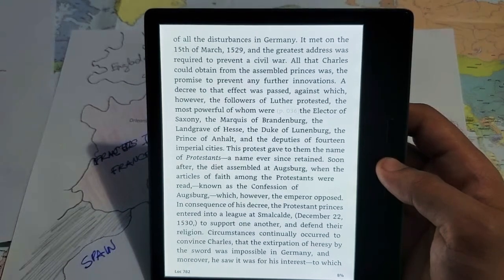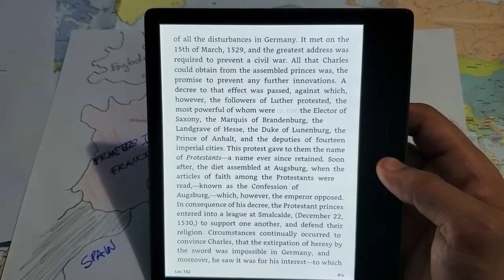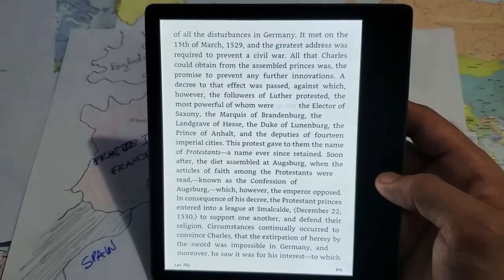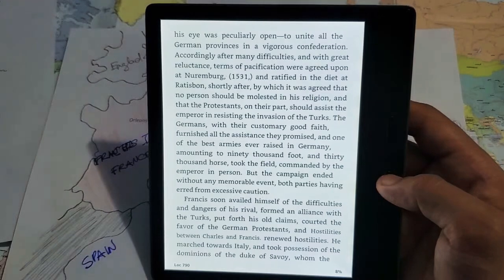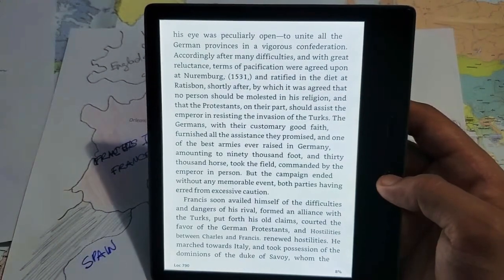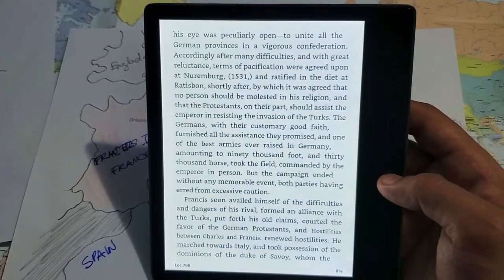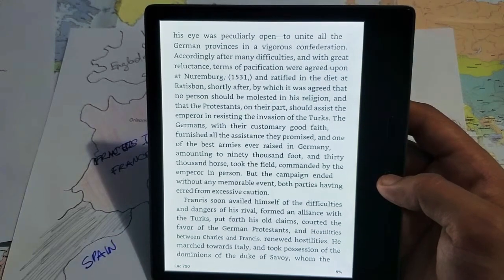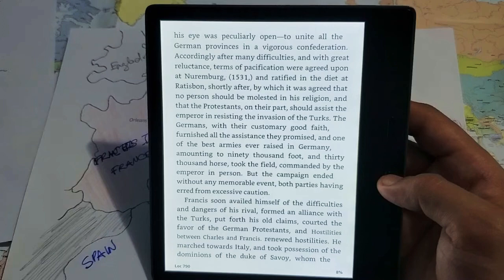Circumstances continually occurred to convince Charles that the extirpation of heresy by the sword was impossible in Germany, and moreover he saw it was for his interests, to which his eye was peculiarly open, to unite all the German provinces into a vigorous confederation. Accordingly, after many difficulties and with great reluctance, the terms of pacification were agreed upon at Nuremberg.